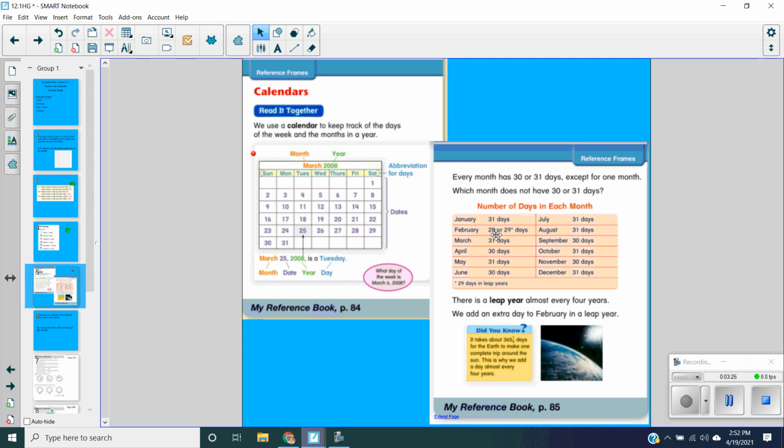February either has 28 or 29 days. And there is a leap year almost every 4 years. We add an extra day to February in a leap year. Did you know it takes about 365 1/4 days for the Earth to make one complete trip around the sun? This is why we add a day almost every 4 years.